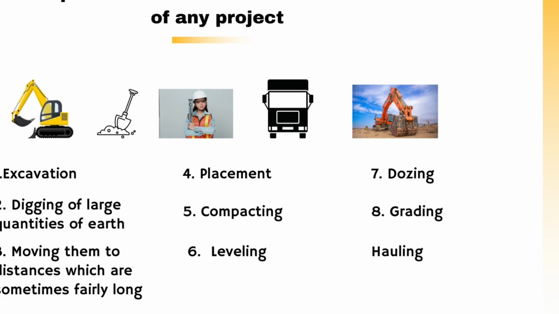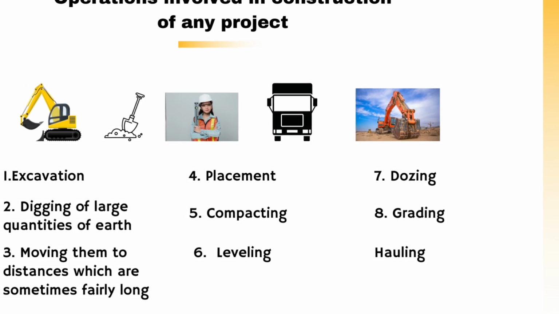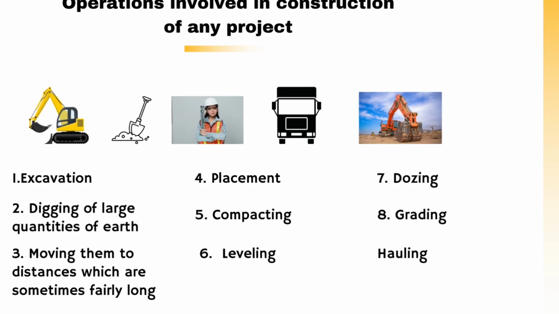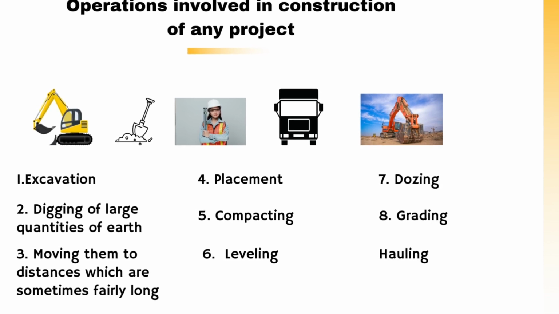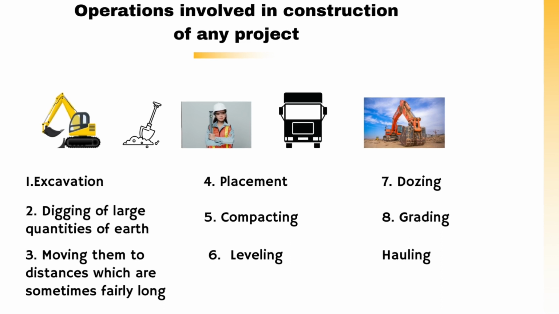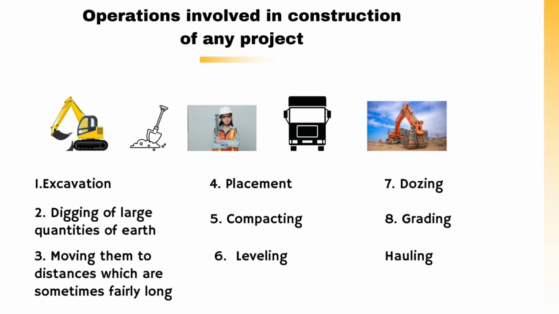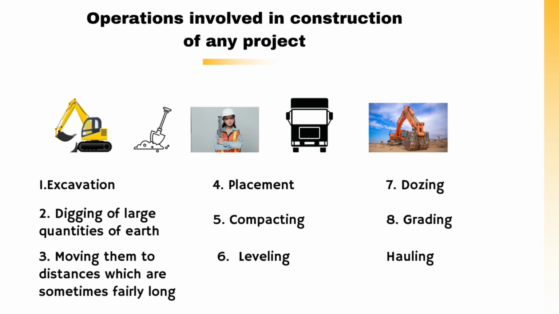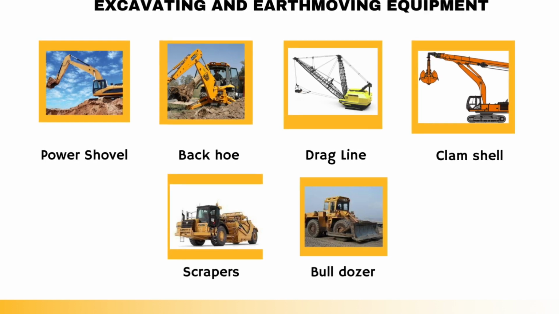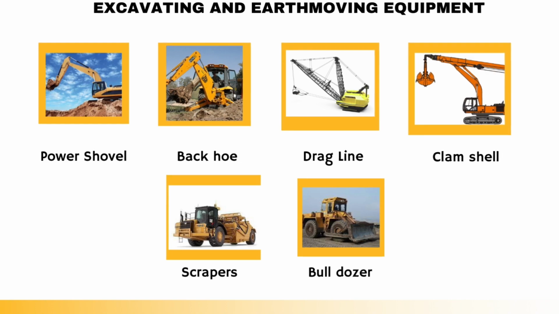Operations involved in construction of any project. Number 1 is excavation. Number 2 is digging of large quantity of earth. Number 3 is moving them to the distance which are sometimes fairly long. Number 4 is placement. Number 5 is compacting. Number 6 is leveling. Number 7 is dozing. Number 8 is grading. And the last one is hauling. Excavating and earth-moving equipment consists of power shovel, backhoe, dragline, clamshell, scraper, and bulldozer.